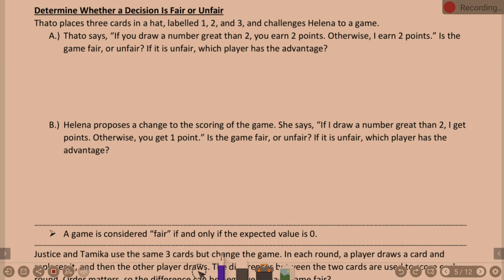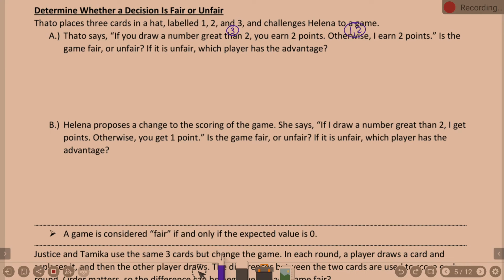Okay, so when we talk about drawing a number greater than 2, what are the numbers greater than 2? 3. Otherwise, he earns 2 points. What are the other numbers he could pick? 1, 2. Or that could be picked. So he's going to win if he gets a 1 or a 2, yes? Whereas she wins if she gets a 3.